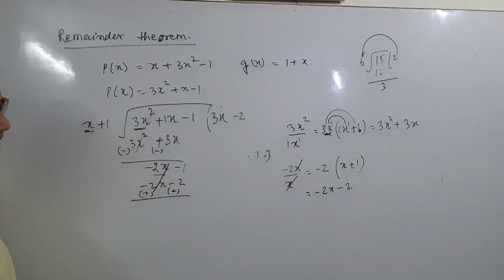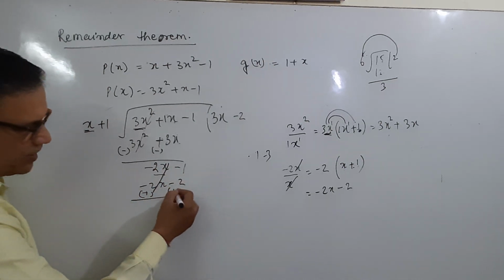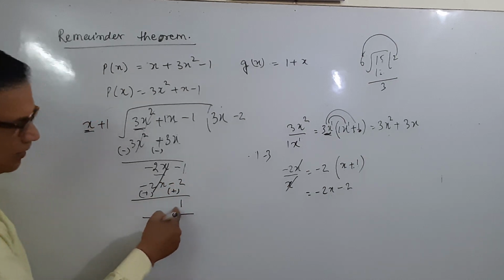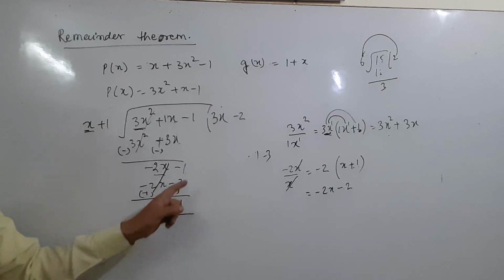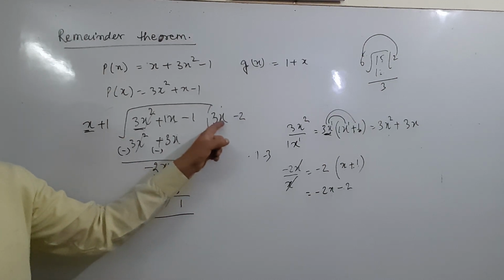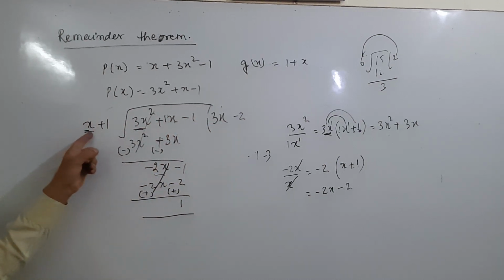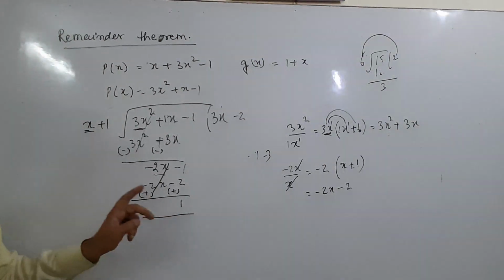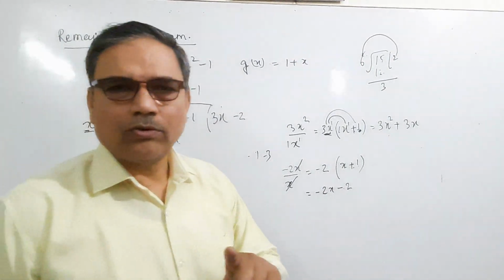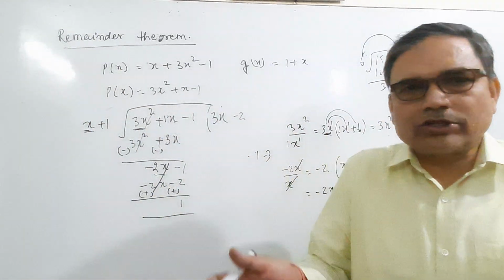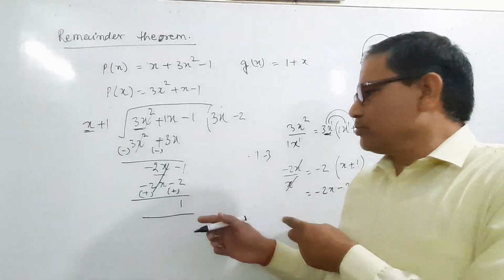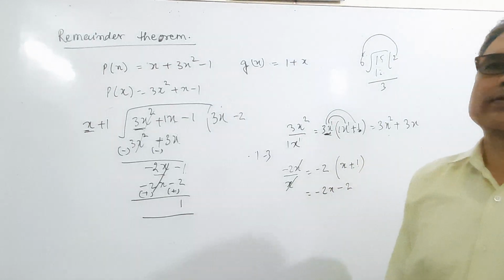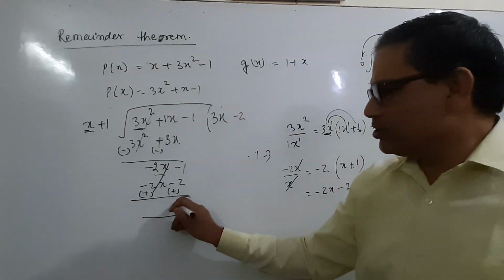This will cut. And this is minus 1 and this is plus 2. Minus 1 and plus 2 will be equal to 1. It means, what is this? R(x). What is this? Q(x). What is this? P(x). What is this? G(x). Remainder is 1. And the degree of the remainder is 0, because it is constant, and a constant has degree equal to 0. The degree of the remainder is less than the degree of g(x).